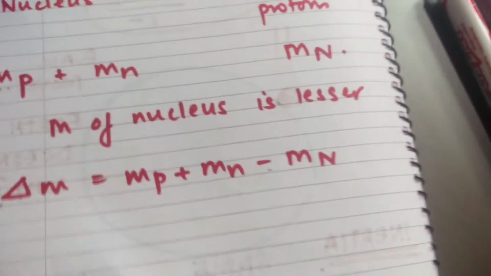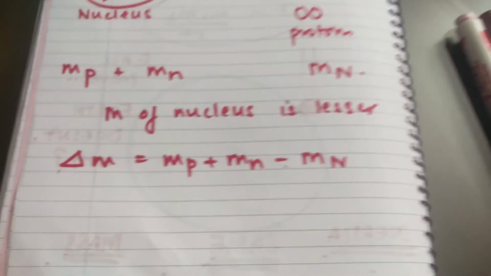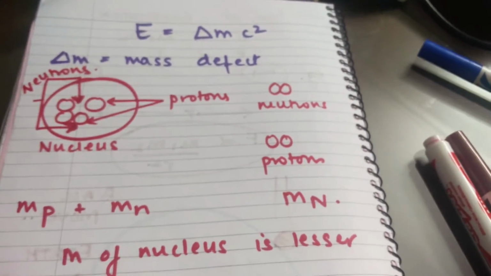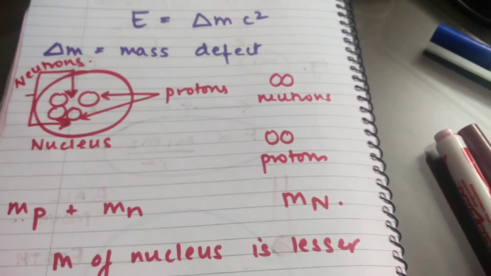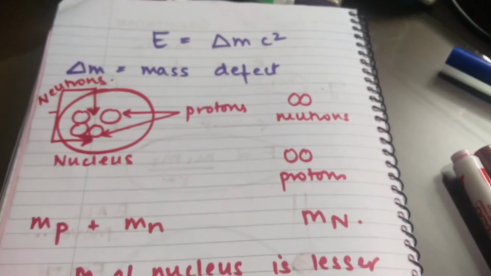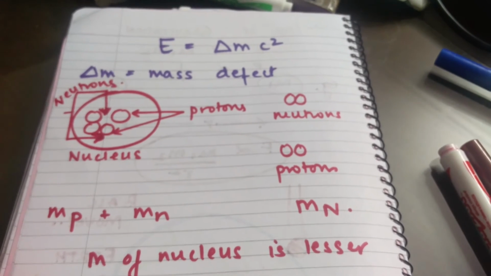So Δm is nothing but the mass of protons plus the mass of neutrons minus the mass of the nucleus. That is the mass defect. And because there is a reduction in the mass, energy is going to be generated. The lost mass expresses itself in the form of energy, or releases energy. And that is basically what Einstein proposed when he proposed this particular equation.